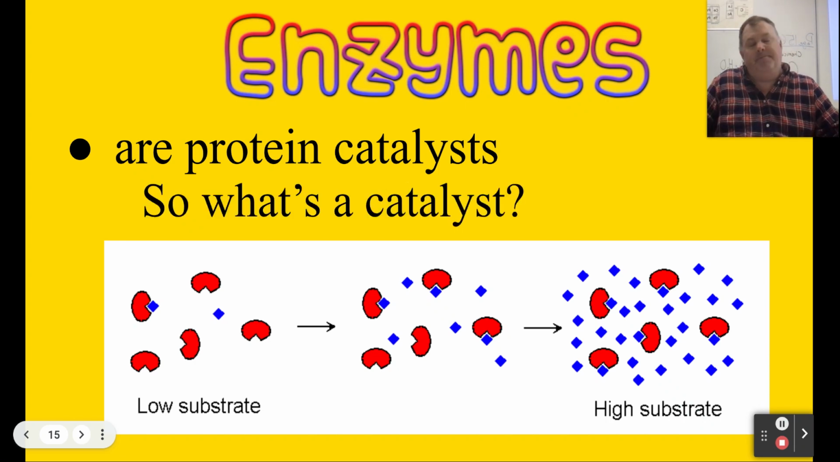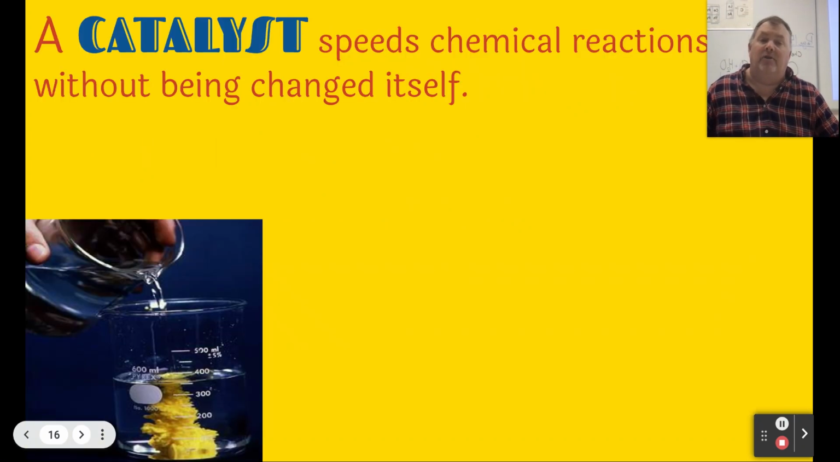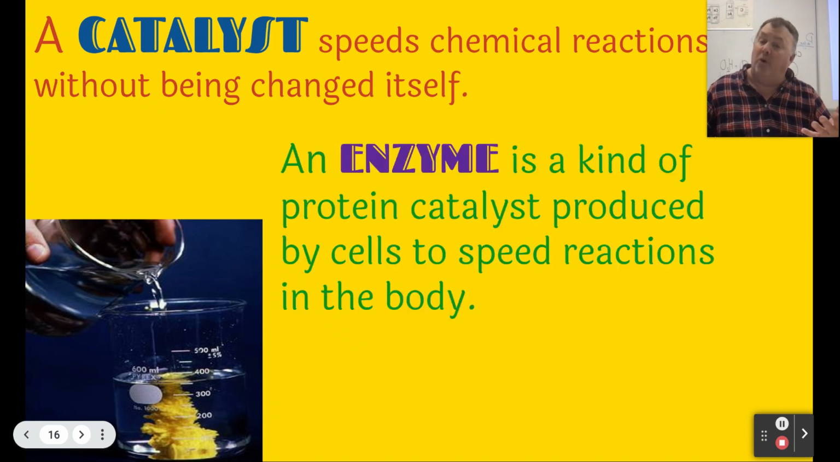And the question is, so what is a catalyst? Well, a catalyst allows for chemical reactions. In other words, it speeds it up. And it does that without changing its chemical properties itself. So, in other words, it can be used over again. Some of these catalysts are made up of organic compounds, and we call those enzymes. So, not all catalysts are enzymes. However, all enzymes are catalysts. So, in a nutshell, we're going to focus on the word enzyme here.